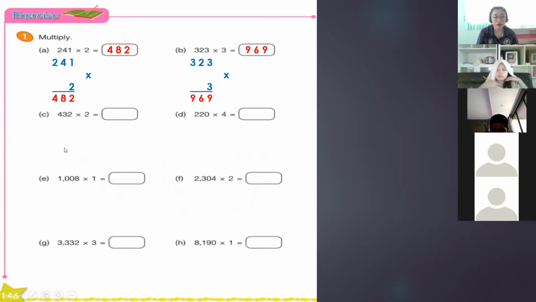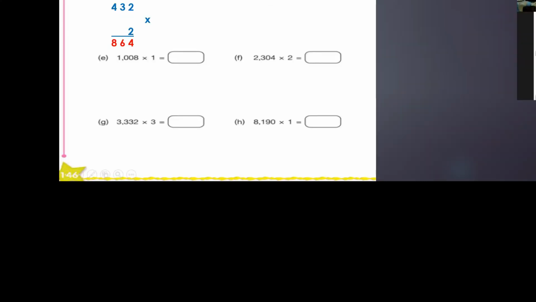Okay, next is in letter C. We have 432 times 2. Okay, so 432 times 2. 2 times 2 is 4. 2 times 3 is 6. And 2 times 4 is 8. So the product of 432 times 2 is equal to 864.